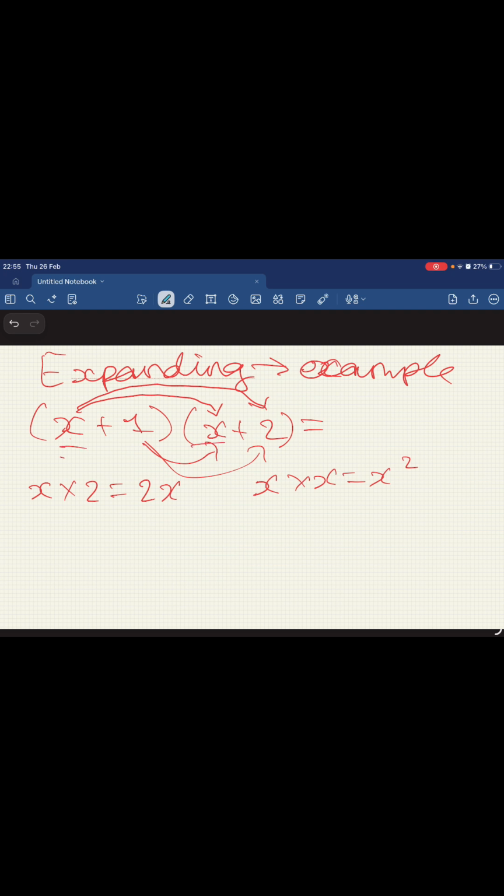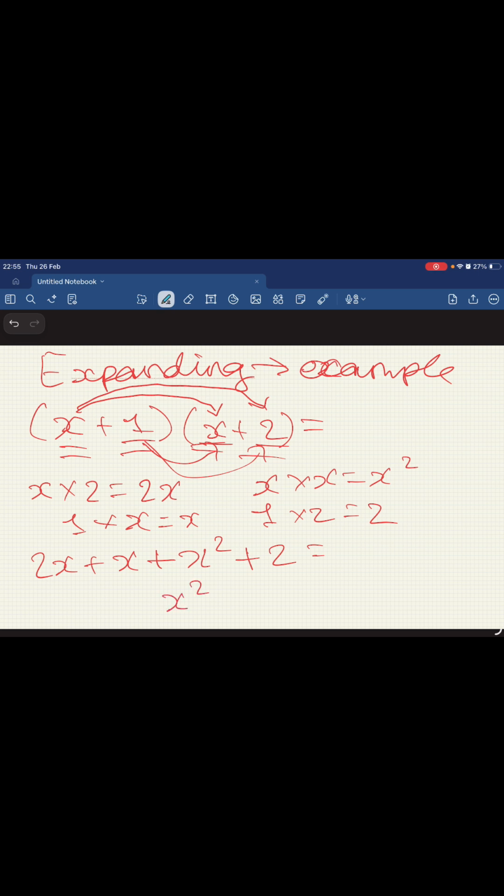And then x times 2 is 2x, and then 1 times x is x, and then 1 times 2 is 2. And then just add all the terms together, so x squared plus 2x plus x plus 2 equals x squared plus 3x plus 2. And that's it. I think when you do a couple of practice questions, this should be pretty straightforward.